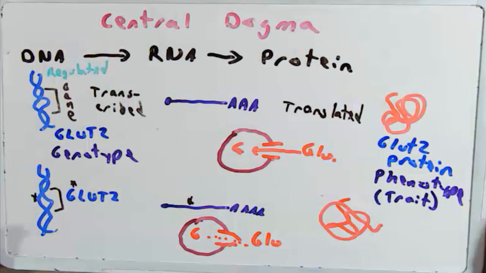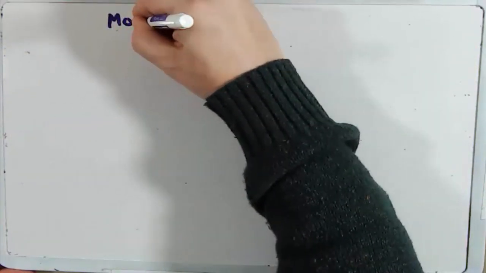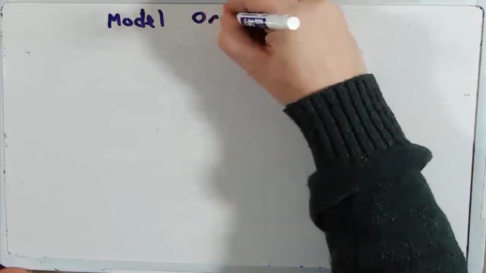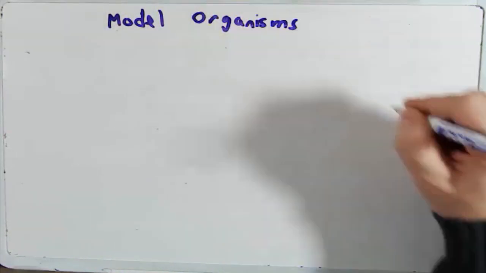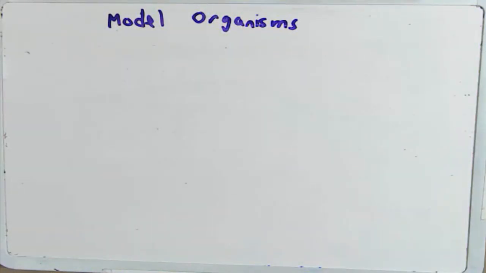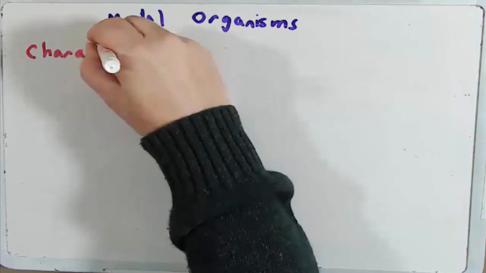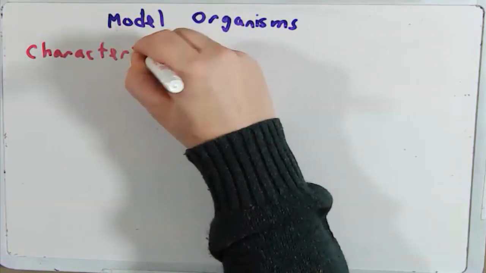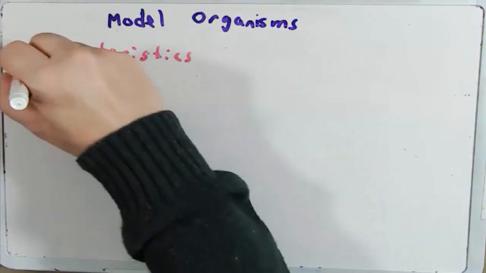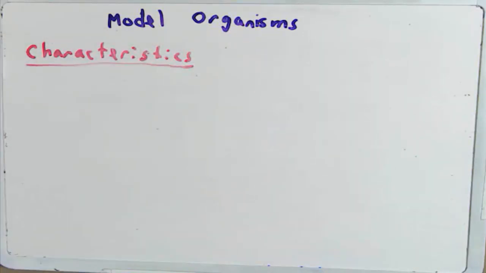Next, what I'd like to do is just spend a little bit of time talking about model organisms. Model organisms are incredibly important in the study of genetics. And as we'll learn, they're also incredibly important in the study of epigenetics. So let's just spend a little bit of time listing some characteristics of model organisms. Similar characteristics that you've probably written in several other classes. So this is maybe just a review for some of you.